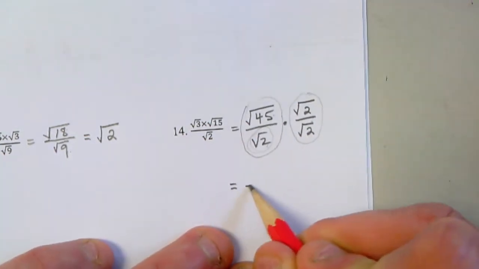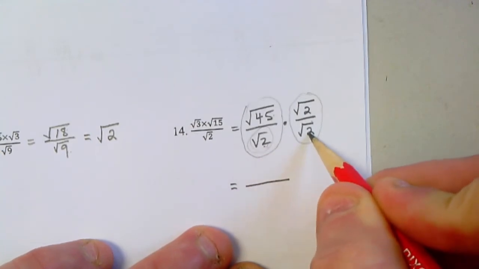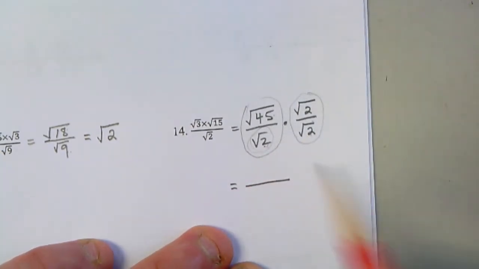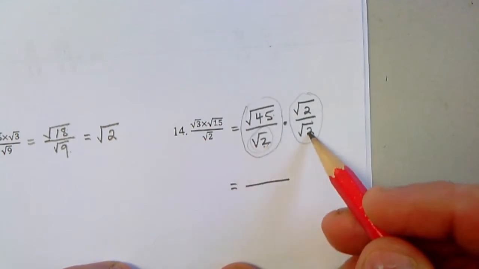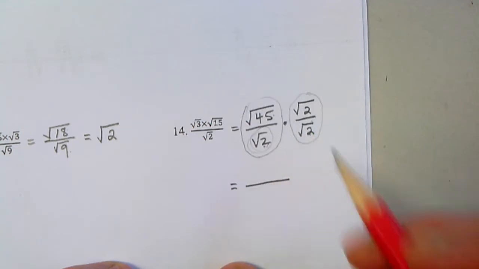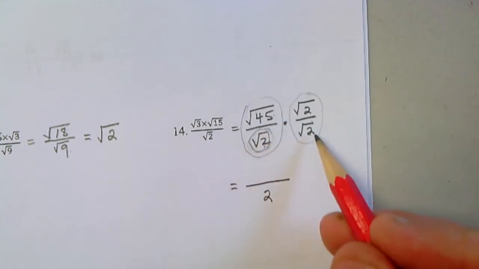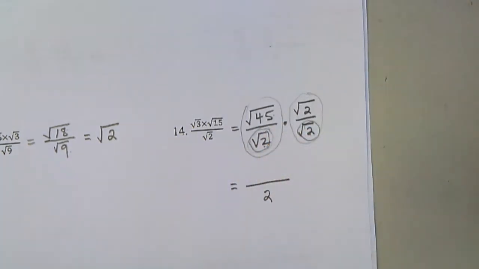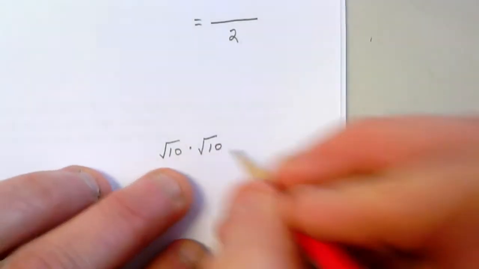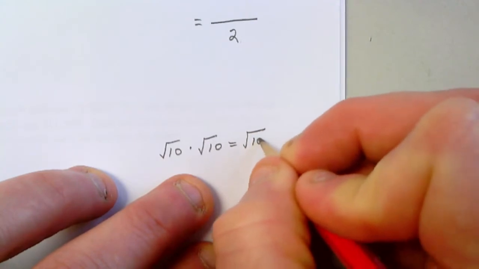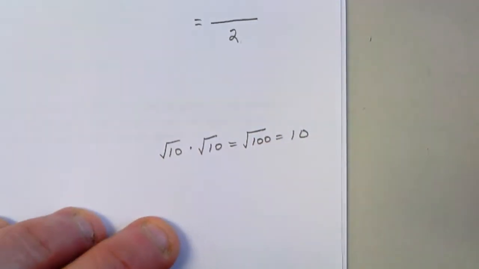But what you're going to notice is this. The square root of 2 times the square root of 2 is the square root of 4. Well, what's the square root of 4? The square root of 4 is just 2. In fact, whenever you take two numbers that are the same radical expression and multiply them together, you get that number out. So, for example, if I take the square root of 10 times the square root of 10, that's the square root of 100, which is actually 10.